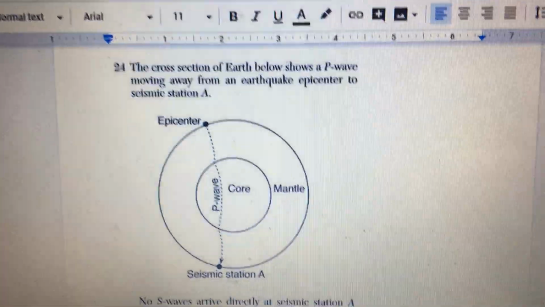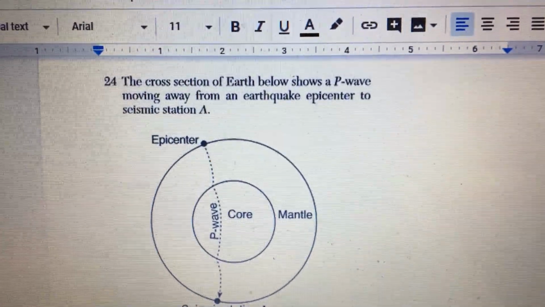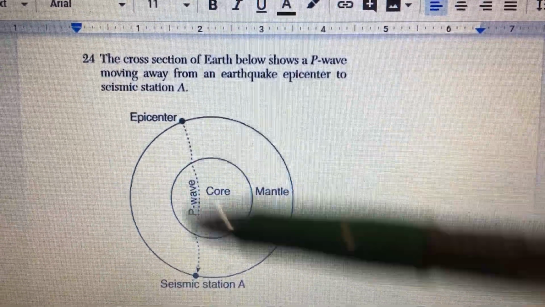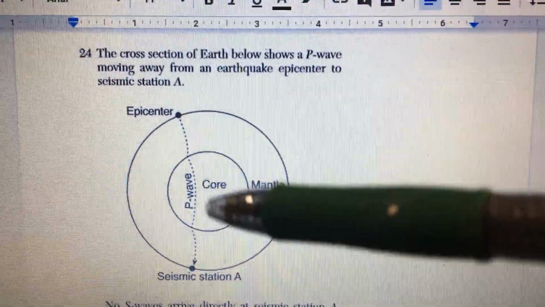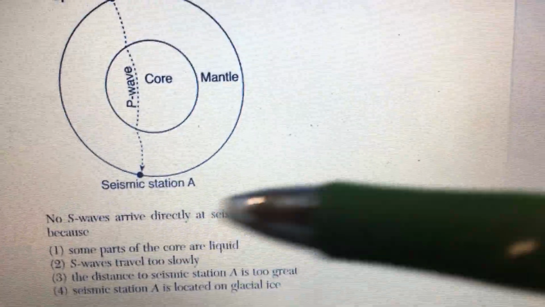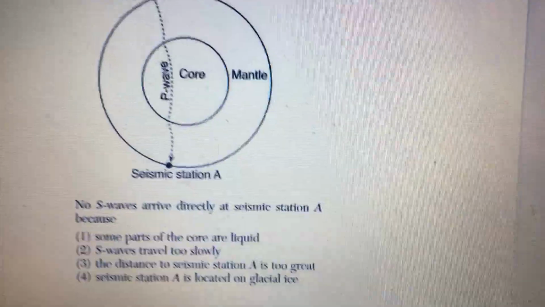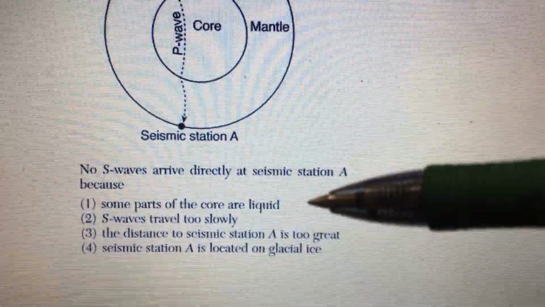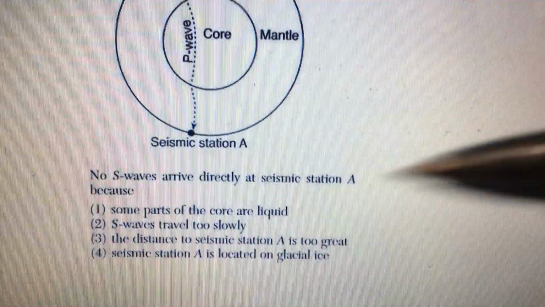Check it out. The cross-section of the Earth below shows a P wave moving away from an earthquake epicenter. In other words, the earthquake occurred here on a cutout of the whole planet, to seismic station A. Seismic stations are places where they detect earthquakes. No S waves arrive at seismic station A because, and I'd say this theme is definitely going to appear, it's a pretty straightforward, almost trivia question. And it's choice one. Some parts of the core are liquid.